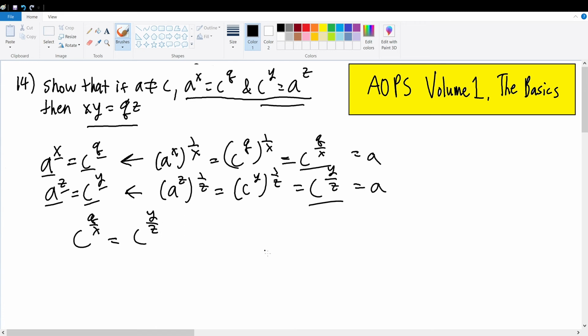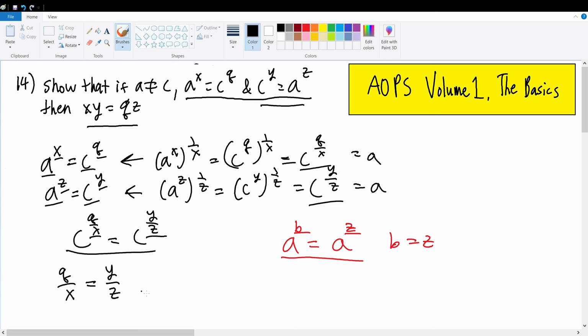And likewise, from our little trick that we discussed beforehand, if a common base is equal to one another and both are raised to different powers, or so we think are raised to different powers represented by different variables, the exponents must be equal in order for this equation to be true. Therefore, with this little tip in mind, q over x must be equal to y over z in order for this equation to make sense. Therefore, we get q over x is equal to y over z. Hence, xy must be equal to qz from cross multiplication, proving this example.